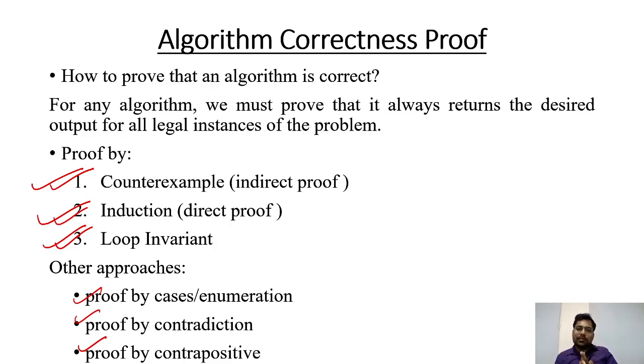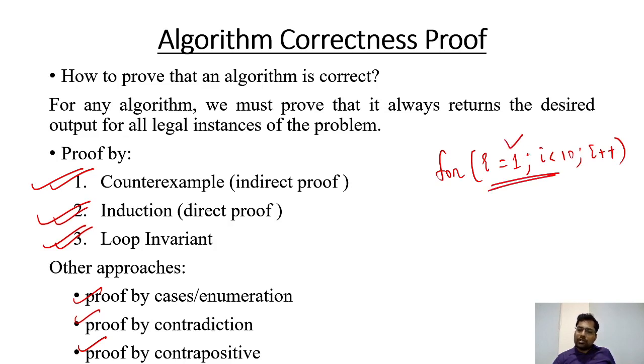If only one step is holding, you cannot say all the loop elements would be invariant. Only one is not enough. Suppose initial is okay. Suppose in a for loop, for i equal to 1, i less than 10, i plus plus, initially you check the i value you have initialized, and whether 1 is less than 10 or not. If so, you can enter into the statements written there. Once that is done, the initial part is over.